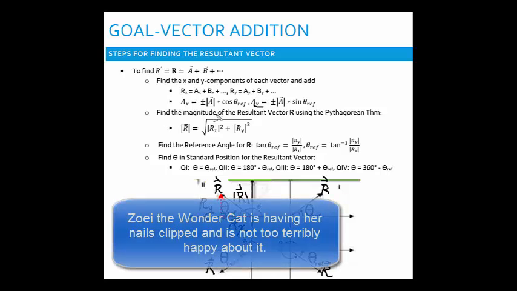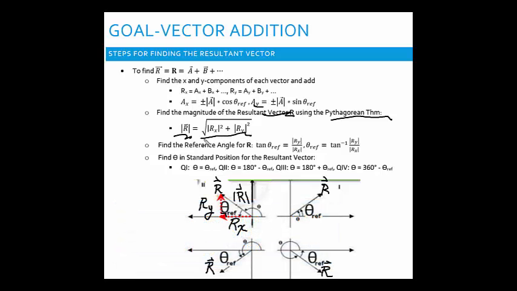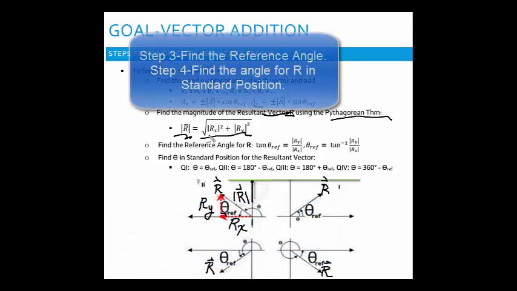Next step, find the magnitude of the resultant vector using the Pythagorean theorem. Magnitude is the square root of the sum of the squares, or the square root of the absolute value or magnitude of the x component of the resultant vector squared plus the magnitude of the y component of the resultant vector squared.